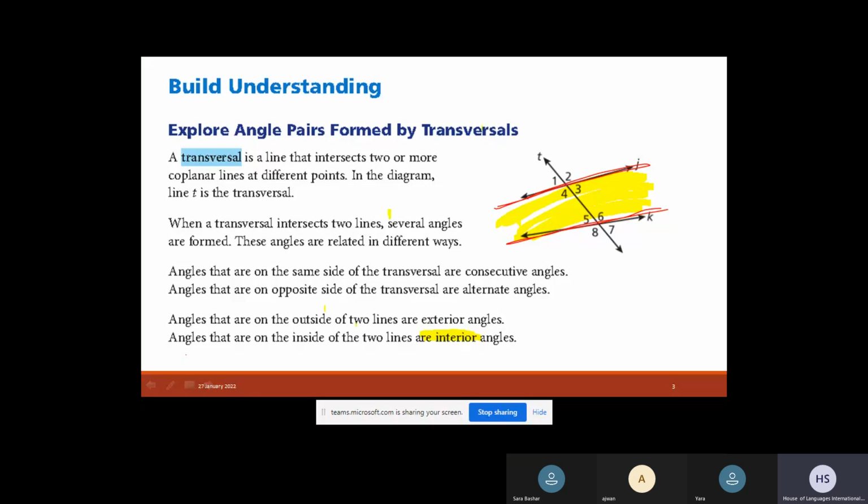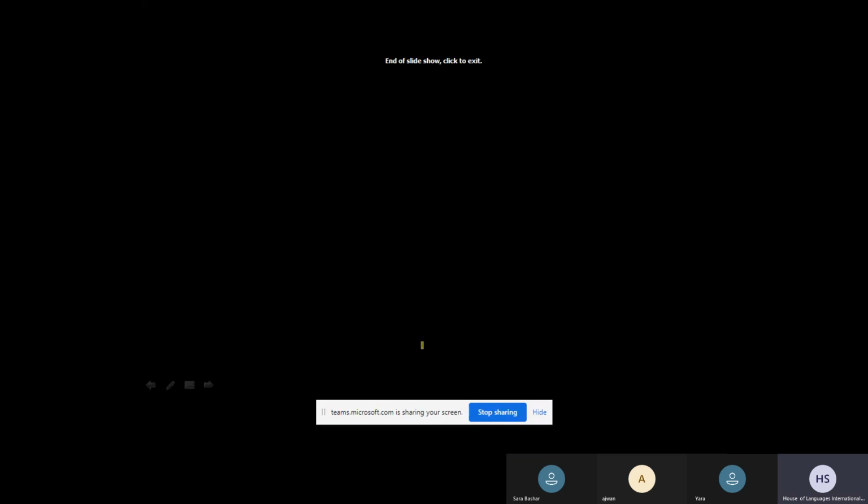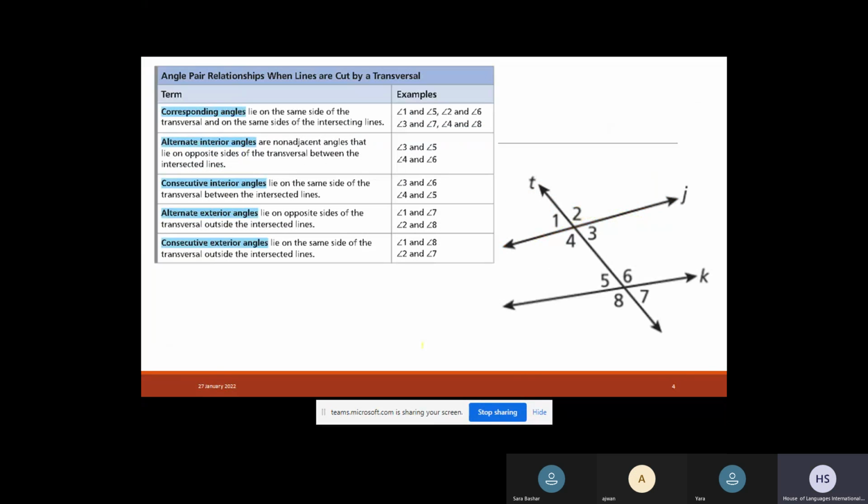Do you know what I mean by consecutive, alternate, interior and exterior? Okay. Now, let's go. Well, what's the thing that is outside? Outside is exterior. Interior is like inside. I-N, inside. Now, here we're going to combine them.